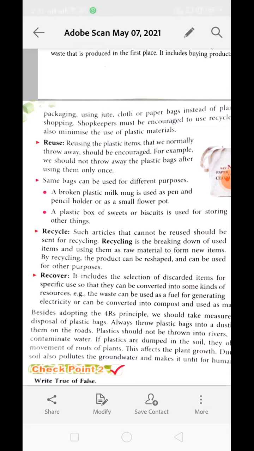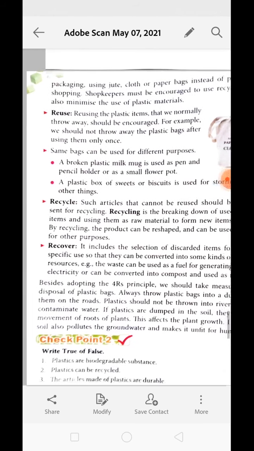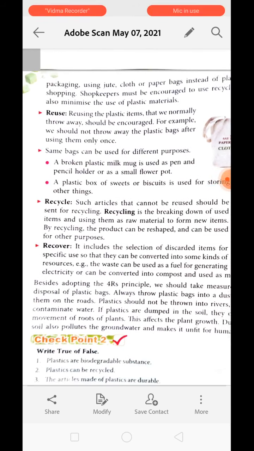Now next, besides adopting these 4R principles, we should also take measures to ensure the proper disposal of plastic bags. If the bags are properly disposed, then they can be sent for recycling. Right? We have two types of dustbin. One is green, the second one is blue. The green dustbin is used for biodegradable substances, whereas the blue one is used for recyclable substances, right? So we should dump the plastic bag into the blue one so that it can get recycled.